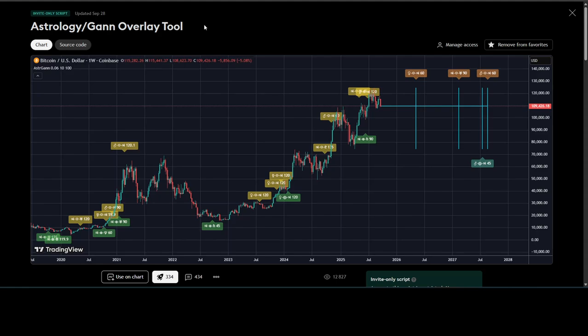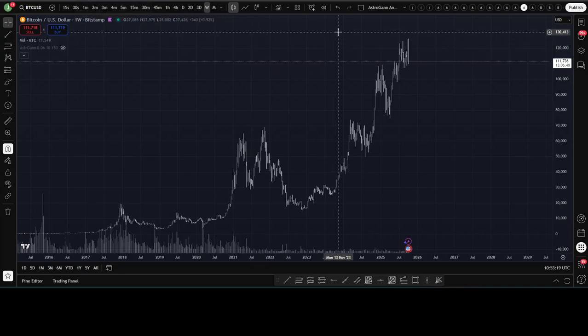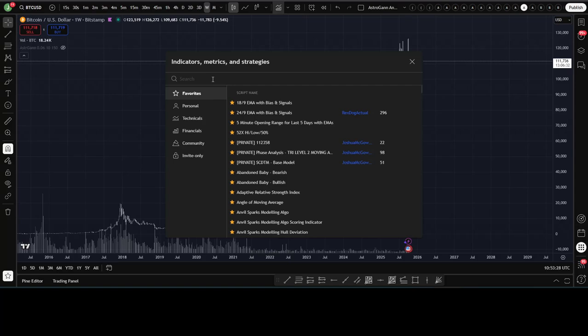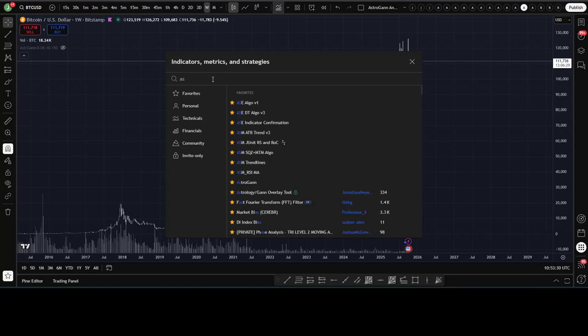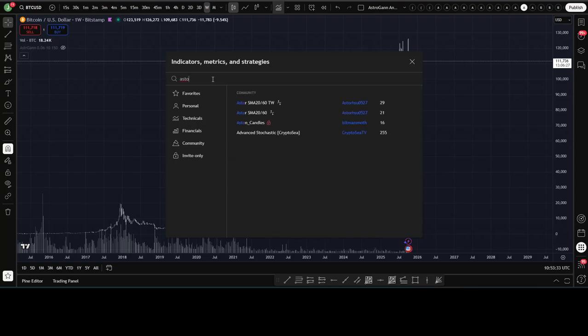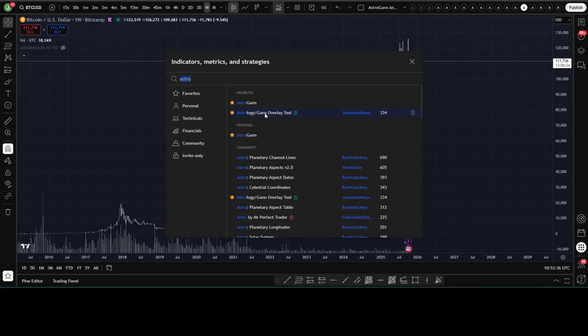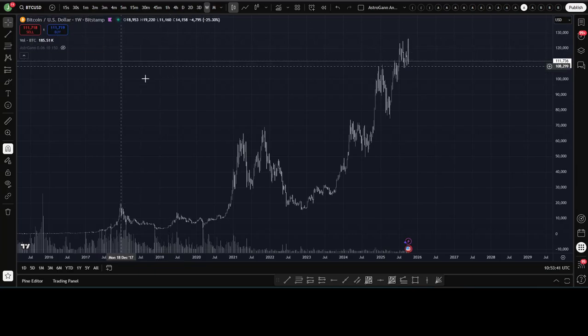What I also wanted to do was give you a quick overview on how to use the tool, because I do receive a lot of questions around that. Once you've paid and I've given you access to the indicator, you would then add the tool to your chart. In this case, I've got Bitcoin US dollar on a weekly basis. And that then adds the indicator.